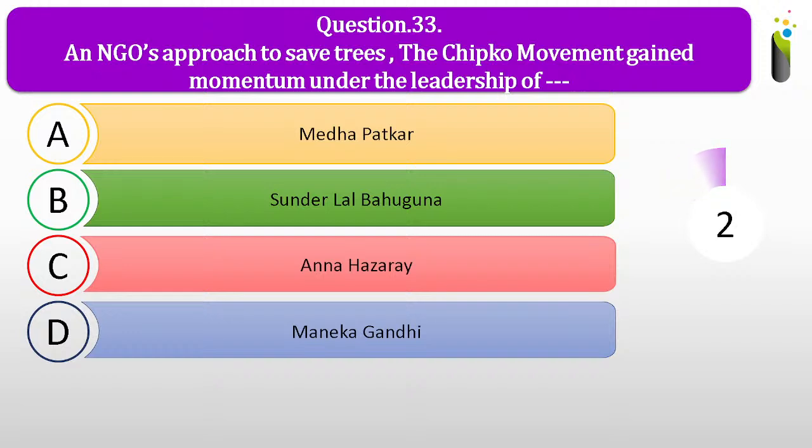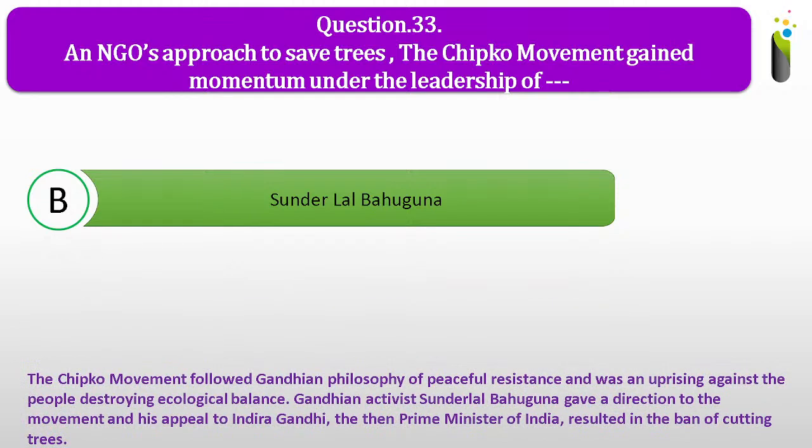Come on, answer me for question number 33. The correct answer is Sundarlal Bahuguna. The Chipko movement followed Gandhian philosophy of peaceful resistance and was an uprising against the people destroying ecological balance. Gandhian activist Sundarlal Bahuguna gave a direction to the movement and his appeal to Indira Gandhi, the then Prime Minister of India, resulted in the ban of cutting the trees.